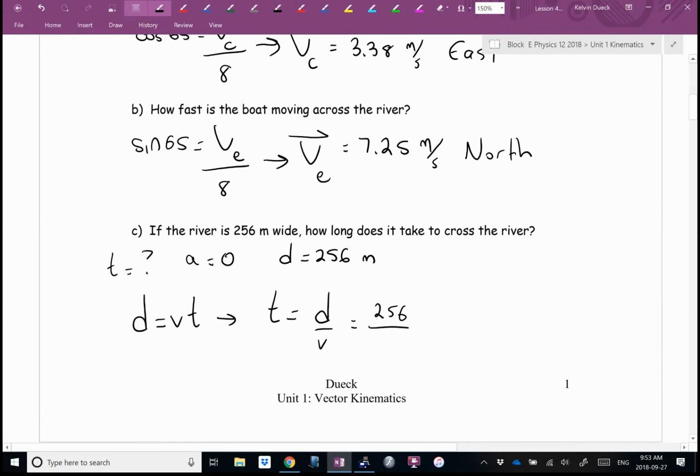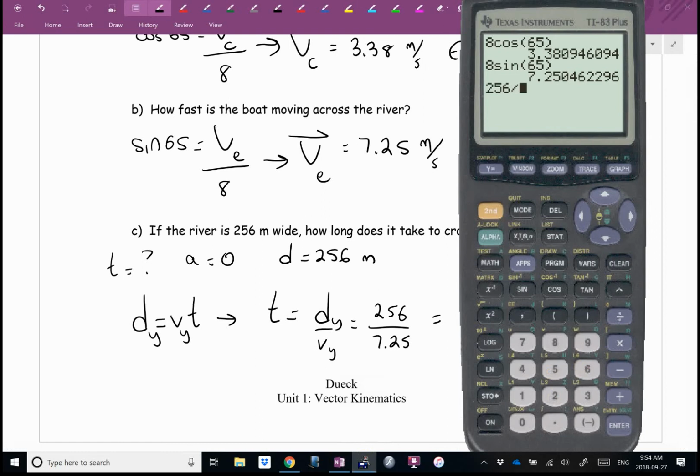So, if you want to give yourself a little hint, put a letter Y for vertical, letter Y for vertical, because another way to think about north and south is as vertical. It's going to be y and y, and so it's going to be 7.25. 256 divided by... You know what? I still have this on my calculator, so I'm going to use my answer button. And I get 35.3 seconds.